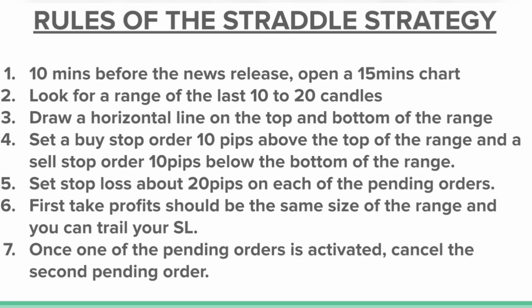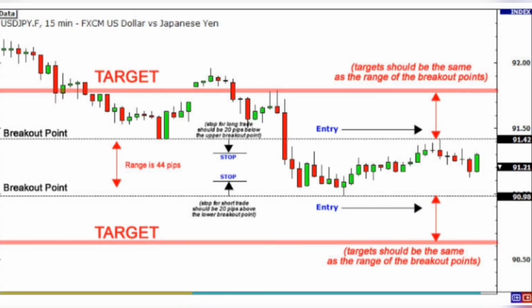If the range is 30 pips, your first take profit target should be 30 pips. If the range on your 15-minute time frame is 40 pips, your first take profit target should be 40 pips. Then you can trail your stop loss as well. So after taking your first profit, you can trail your stop loss.